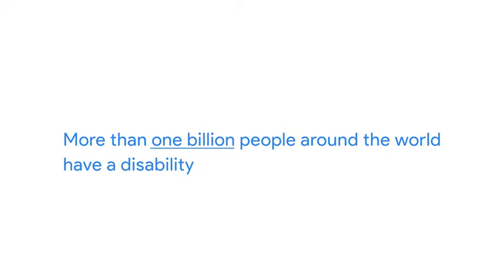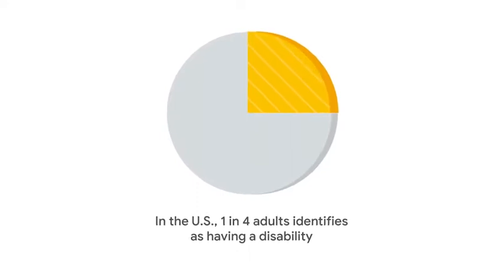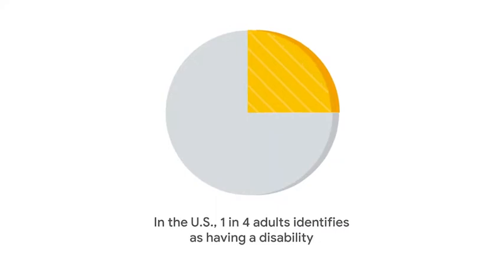You might be surprised to find out that more than 1 billion people around the world have a disability. That's right, 1 billion. That's out of a global population of 7.8 billion. This means 13% of people around the world have a disability. In the US, 1 in 4 adults identifies as having a disability. In other words, people with accessibility needs are a huge percentage of the population, and we're missing out on helping a lot of users if we don't build accessible products.